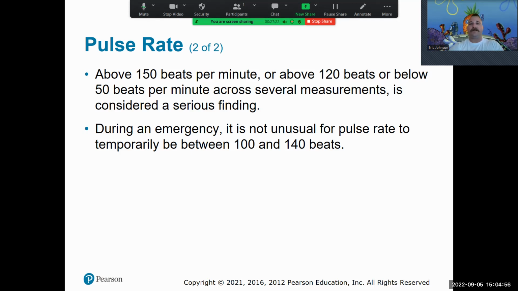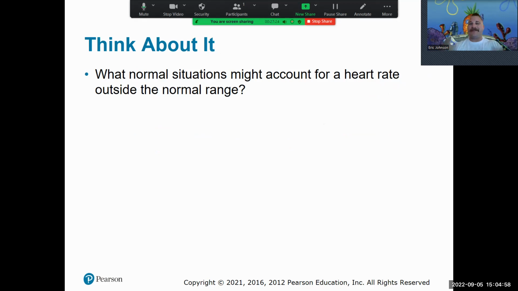But I do want to do this. I know we normally say, think about it, we don't normally think about anything, but because I'm out of the classroom, we're going to do this. What normal situations might account for a heart rate that is outside of the normal range?